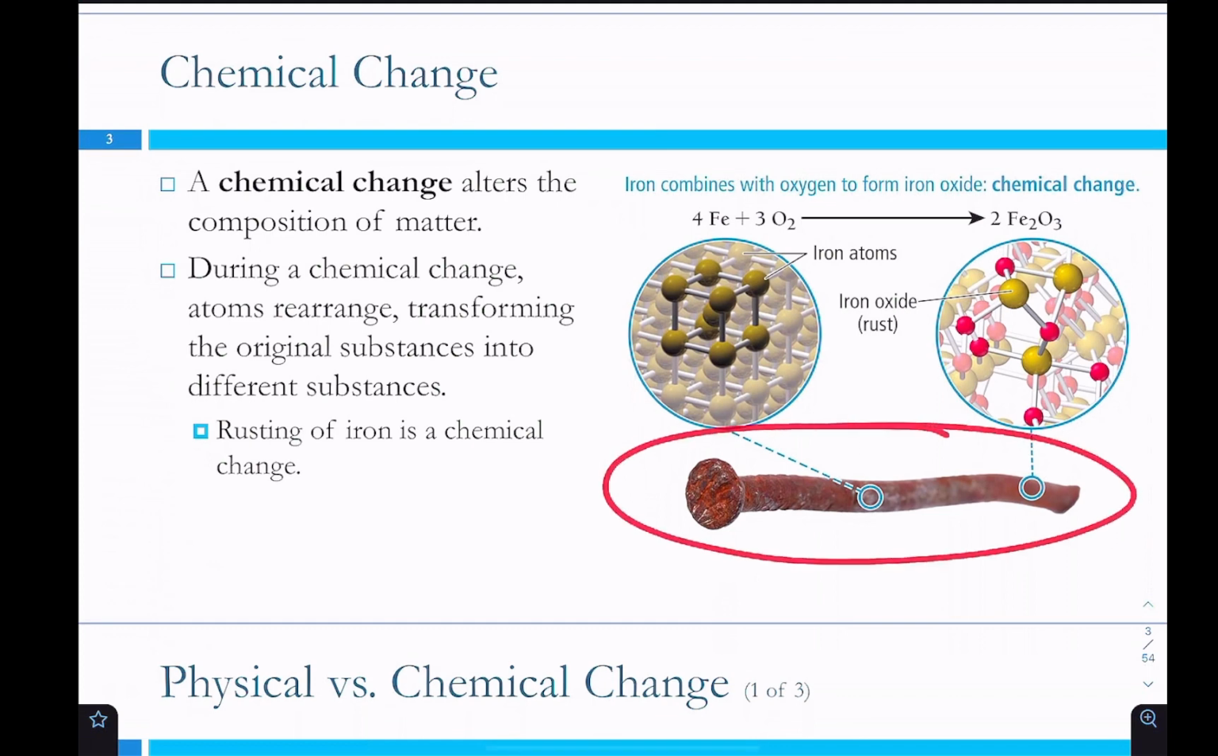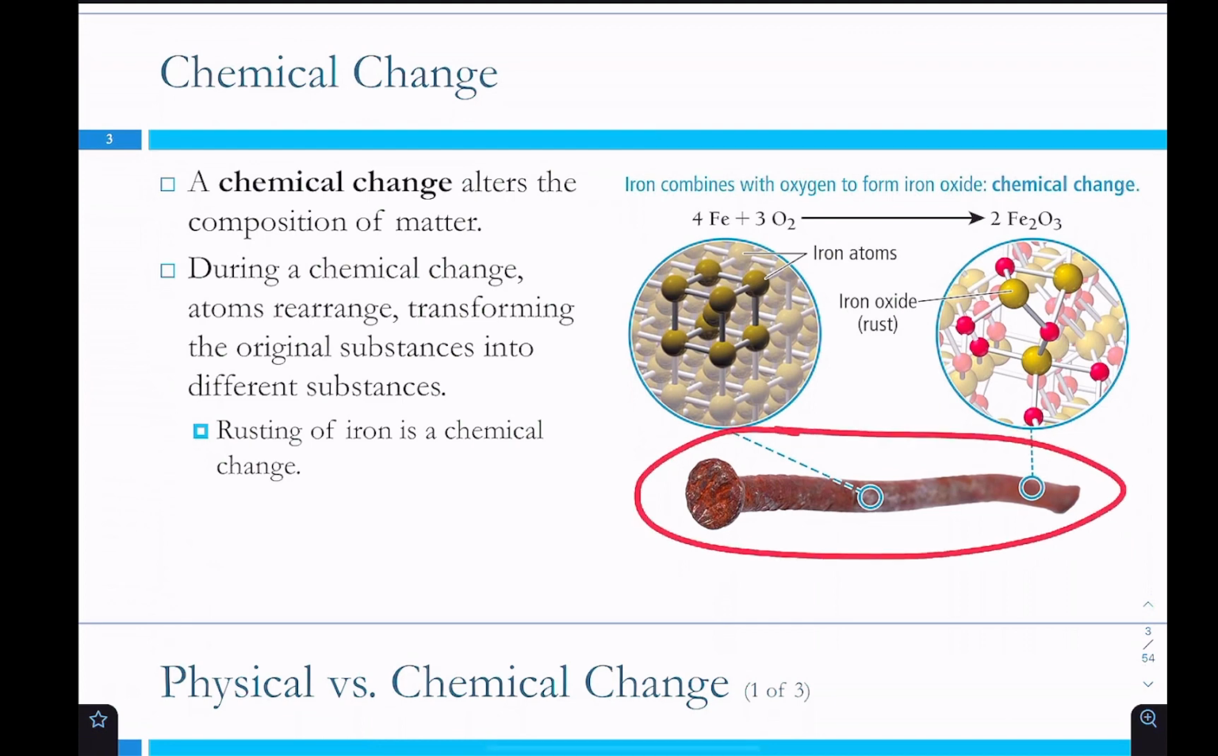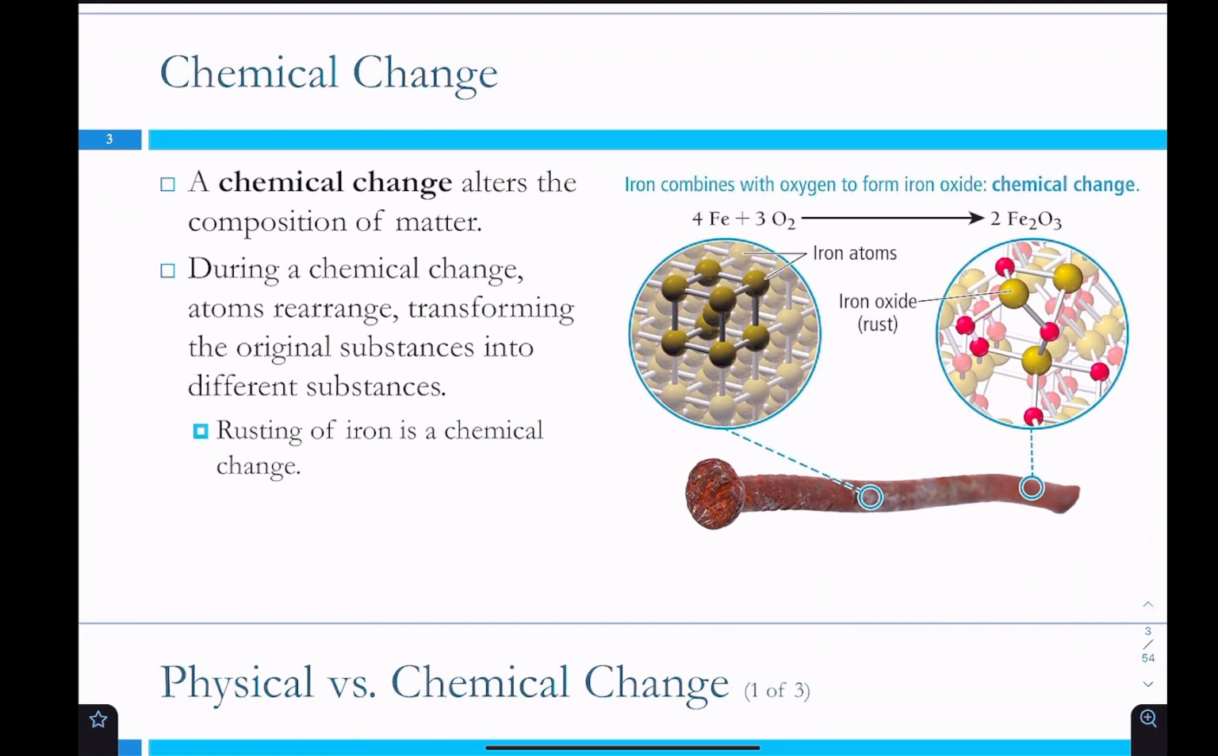Like one that we've probably all seen, I'd be surprised if you had never seen rust before, but rust is a chemical change. And there are a lot of distinct changes when something rusts. It becomes weaker, the color of the material changes, and it turns into an orange flaky powder. So that's a rearranging or transforming of the original substance into different substances.